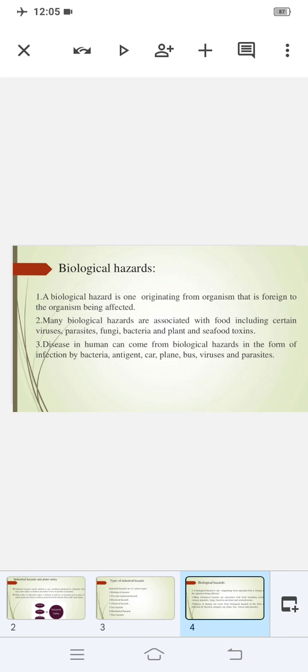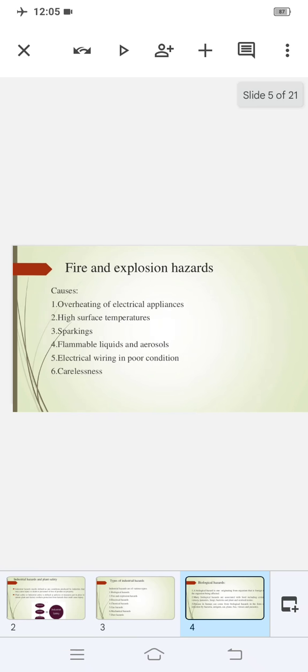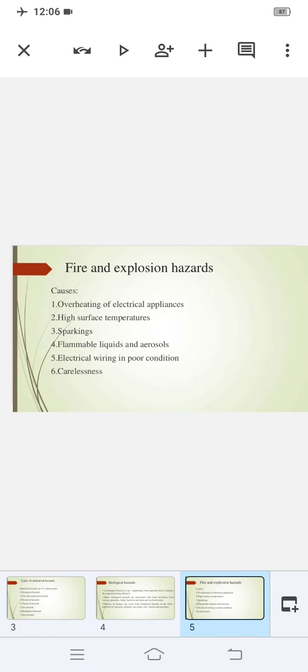And the third one is a condition of disease in any human that can come from biological hazards, in the form of infection by bacteria, antigens, viruses, parasites, etc. Okay, so these were the biological hazards.